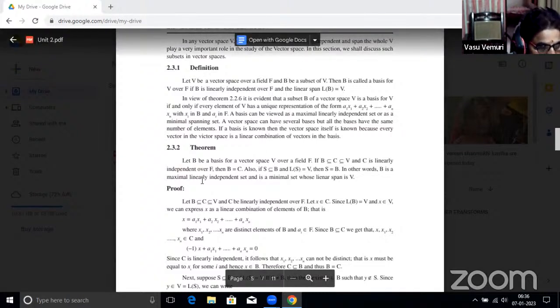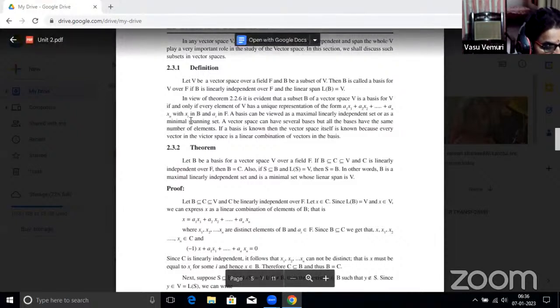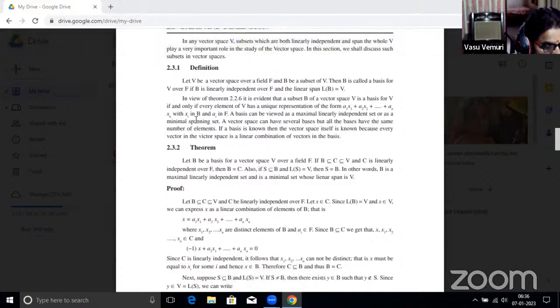Now this is a1x1 plus a2x2 plus ... plus anxn, with all the xi represented in the vector space. Here xi belongs to V. And all the ai values are field elements. At the same time, that is the unique representation, that is the linear combination in the vector space.